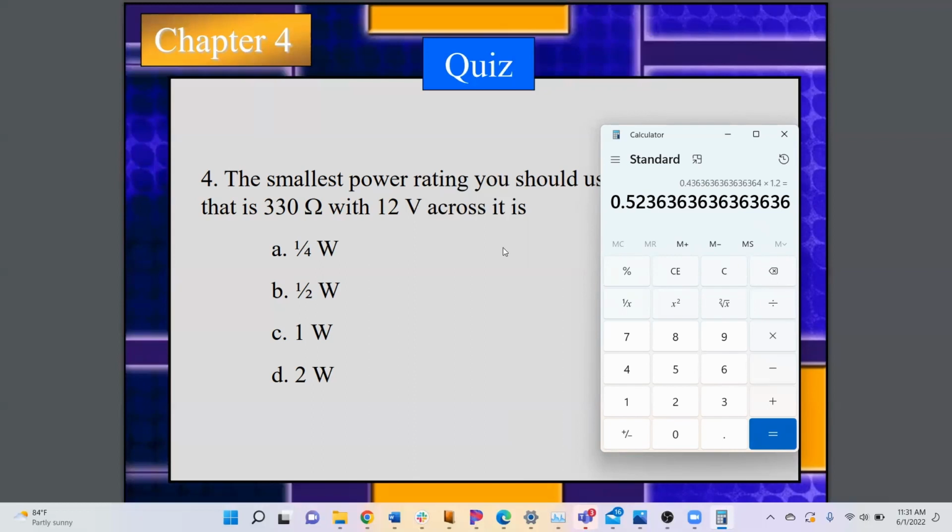For small resistors, the power rating is normally in fractions of a watt. So you have quarter watt, half a watt, 1 watt, 2 watts. So if our power rating is just over 0.5, we are not going to take the half a watt, but we're going to take the next power rating, right? So we're going to take the 1 watt resistor to use in that application. So again, we calculate the power, then we multiply it by the safety factor, and then we select the rating of the resistor. So our answer is going to be the 1 watt resistor, which is the next one higher.